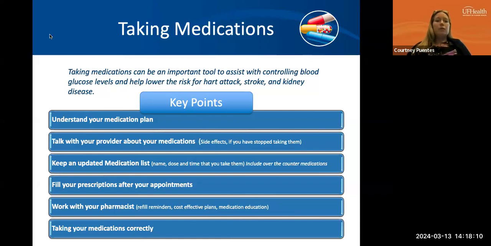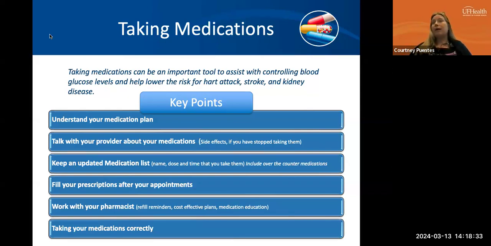Some key points with medication, and really this applies to any medication. I think this is just some good information. First, understanding your medication plan. When I'm working with individuals, a lot of times some of the mistakes or frustrations come from not fully understanding how to use their medications correctly, or the timing of the medication. So make sure you understand your medication plan.